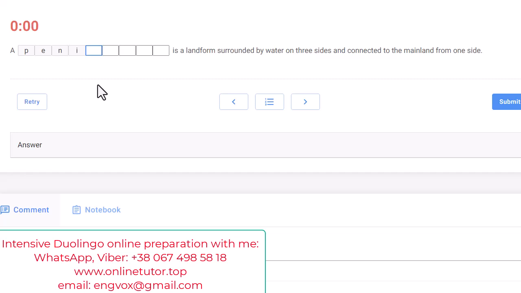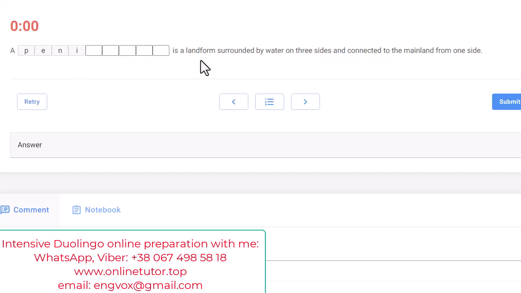So, time is up. A peninsula is a landform surrounded by water on 3 sides and connected to the mainland from one side. I hope most of you have already defined what it is, but if not, I will help you now. Maybe you will have an insight. If it's a vocabulary problem, an insight will not help.